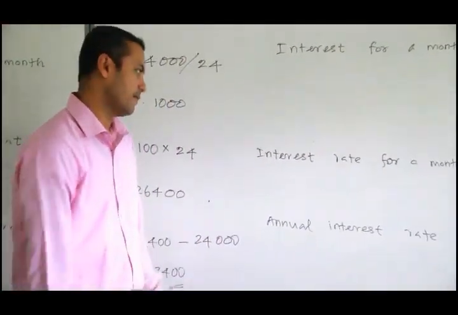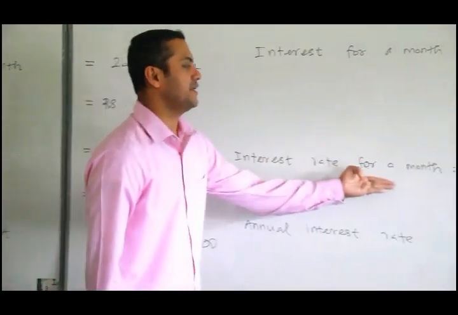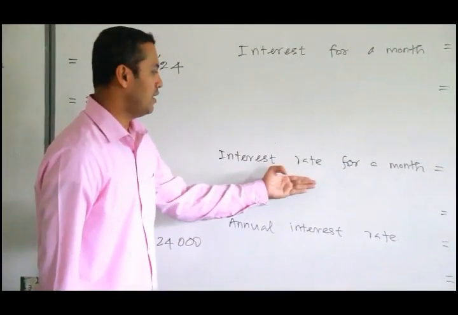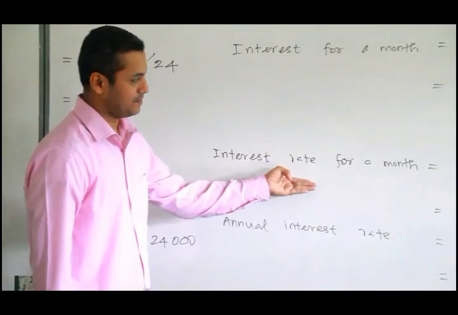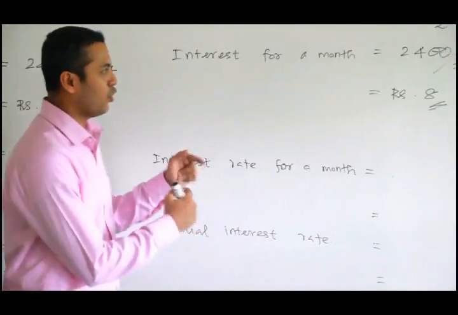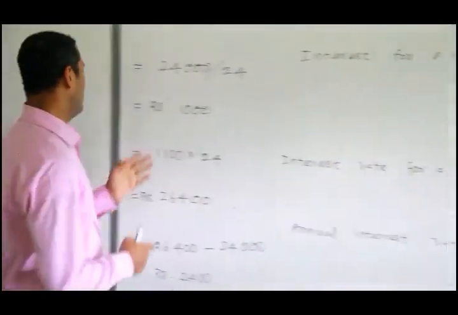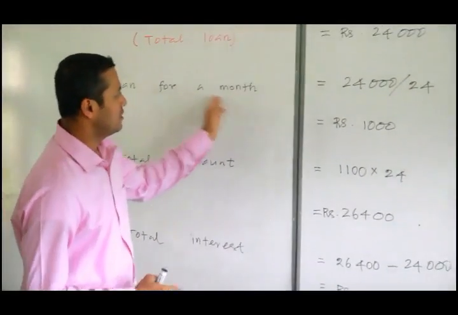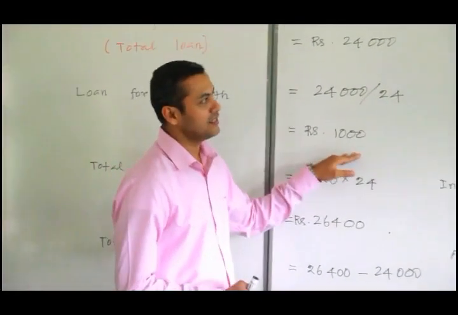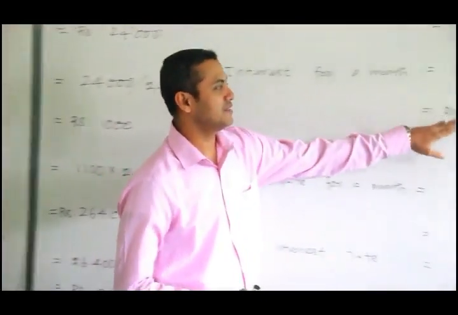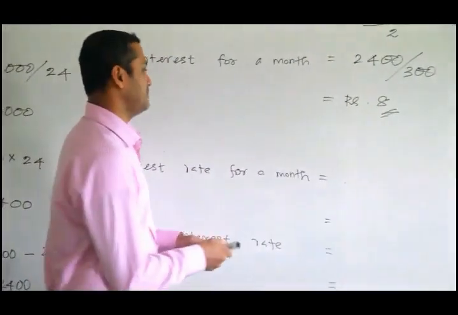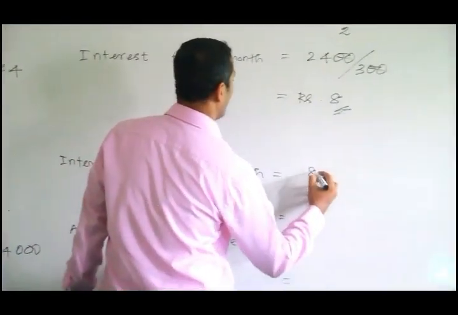Interest per month. Now, the interest rate for a month. You know how to calculate the interest rate? Percentage. Loan is there. Loan for a month. How much? It is 1000. Interest is there. Interest per month. Rupees 8. Then interest over loan.